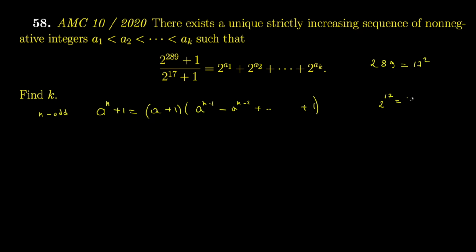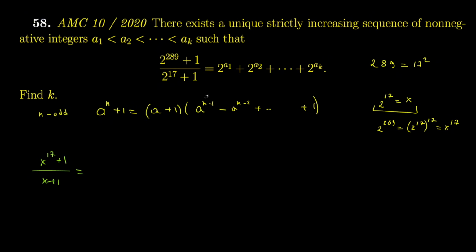2 to the 17 is x. Let's make this the notation. Then this expression, 2 to the power 289, becomes 2 to the 17 to the 17. So that's just like x to the 17, right? So my initial expression is now the following: x to the 17 plus 1 over x plus 1.